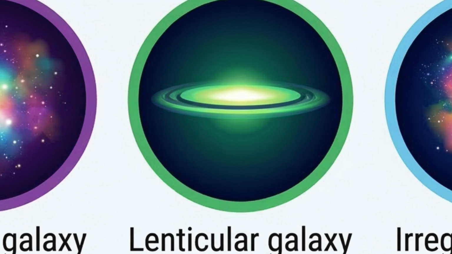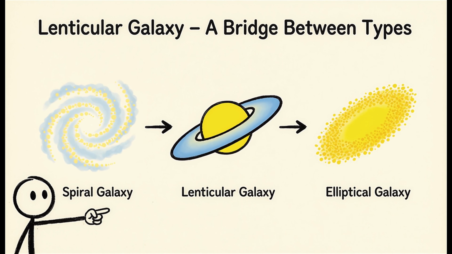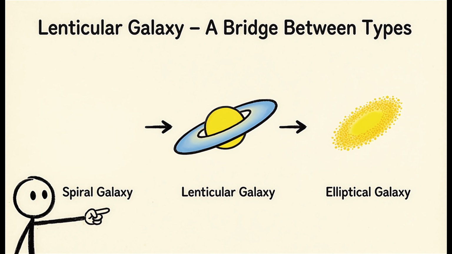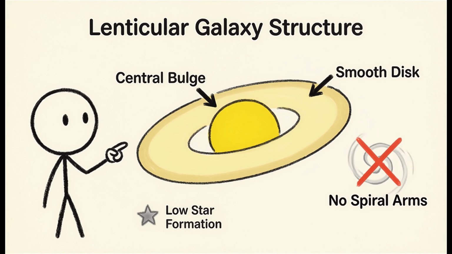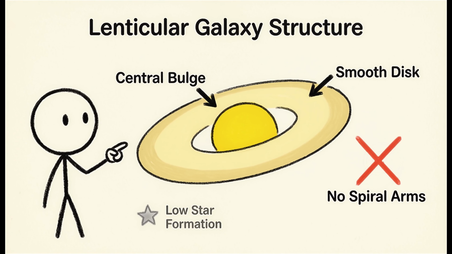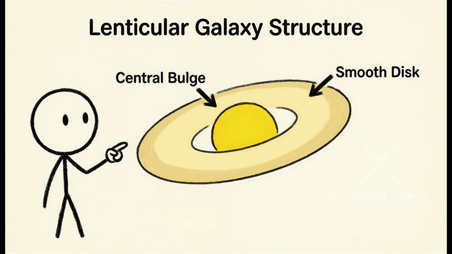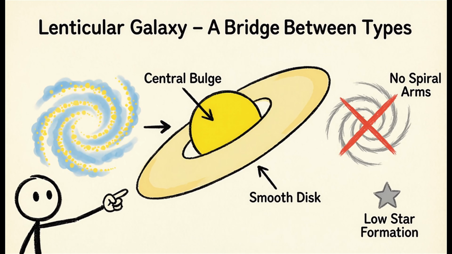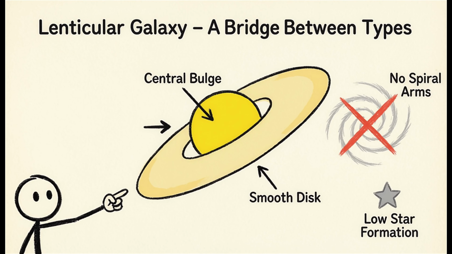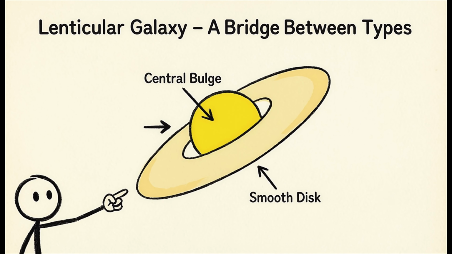Lenticular galaxy. This type serves as a kind of bridge between spirals and ellipticals. Lenticular galaxies have a central bulge and a surrounding disk, like a spiral, but their disk is smooth and featureless, with no spiral arms and very little ongoing star formation.